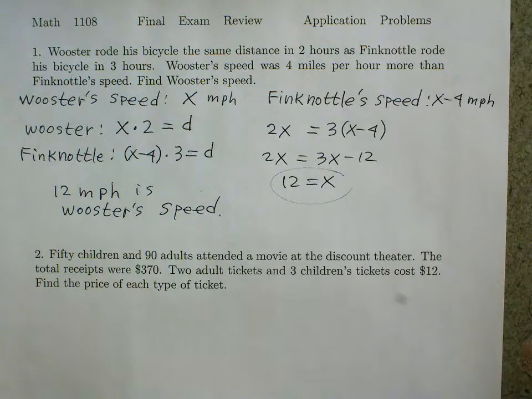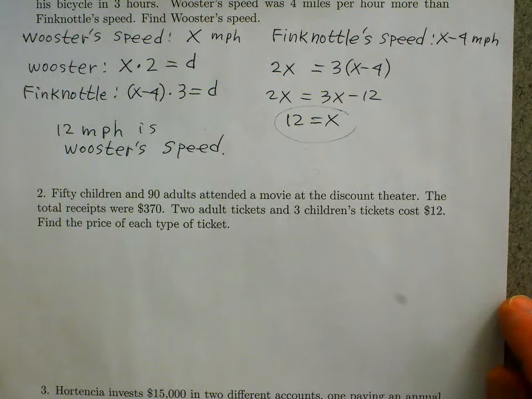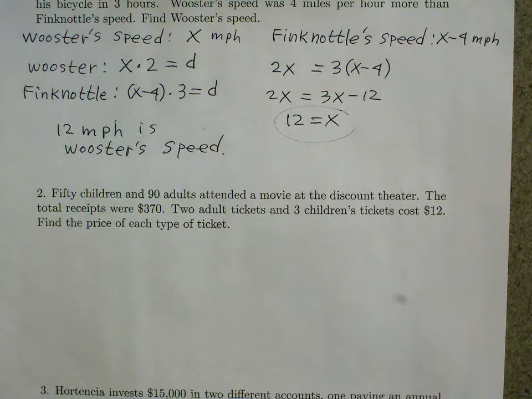Okay, the next problem. 50 children and 90 adults attended a movie at the discount theater. The total receipts from all tickets sold was $370. And then two adult tickets and 3 children's tickets cost $12. Find the price of each type of ticket.